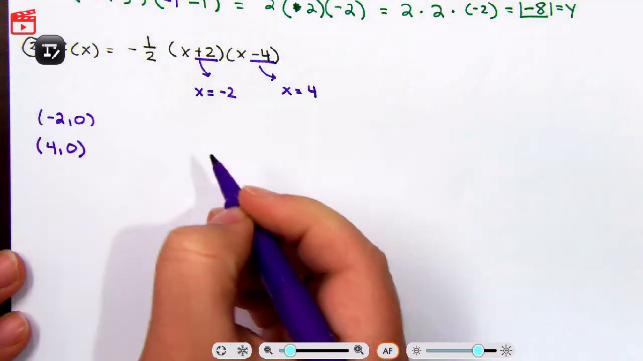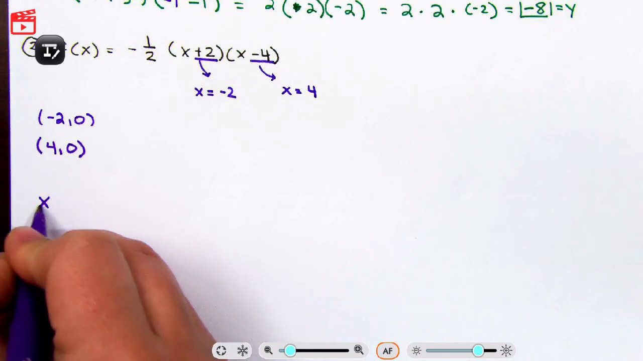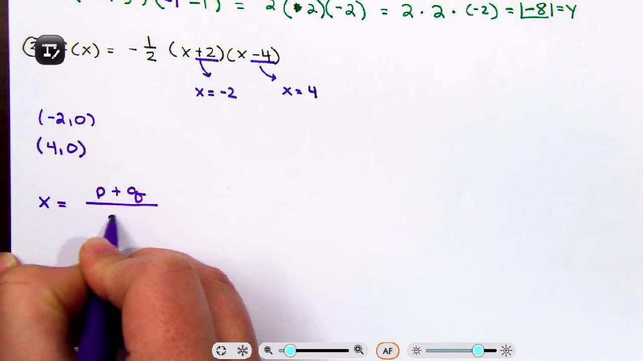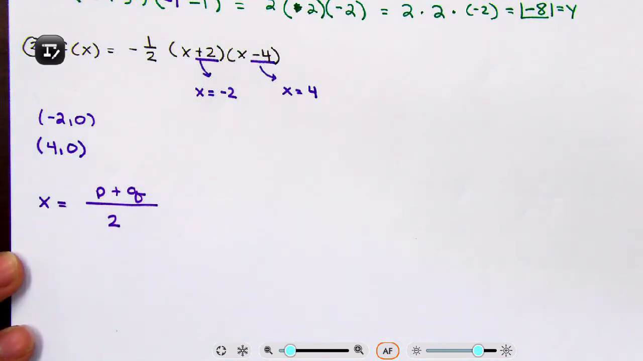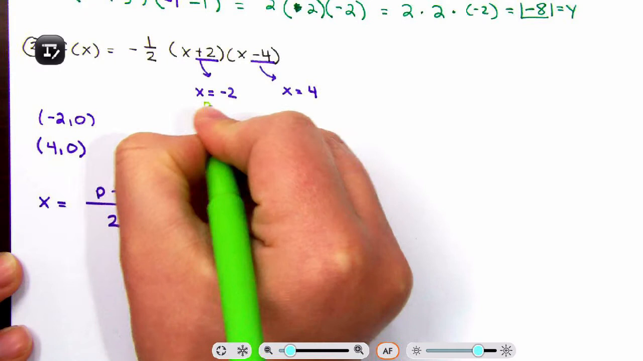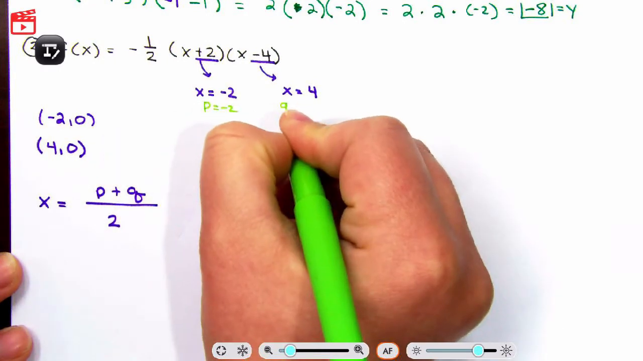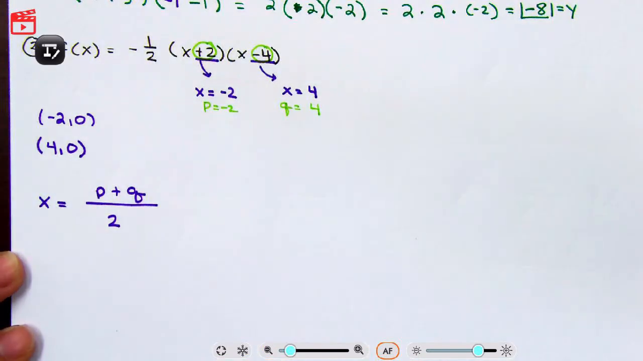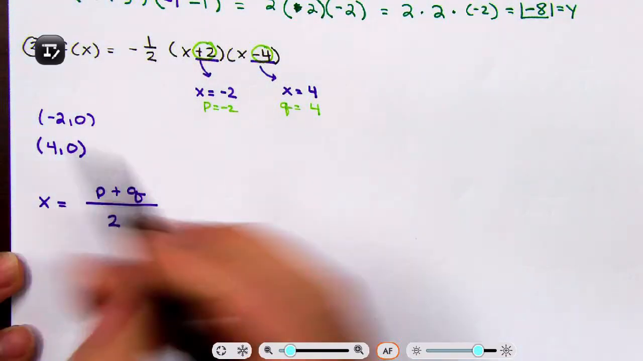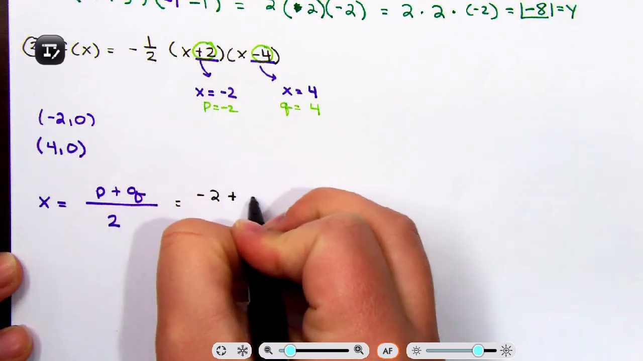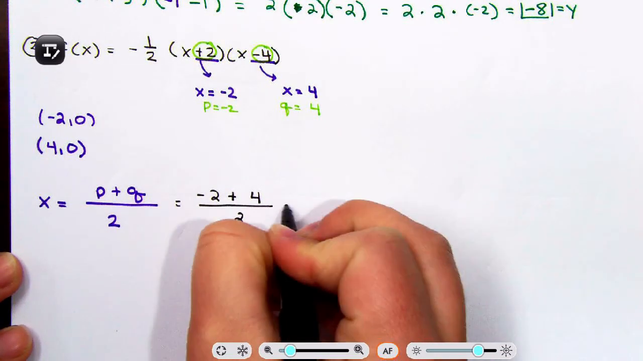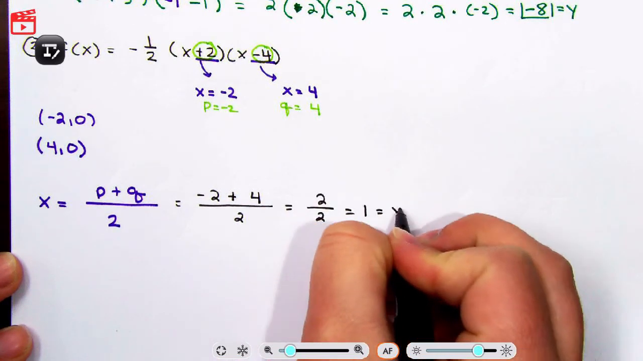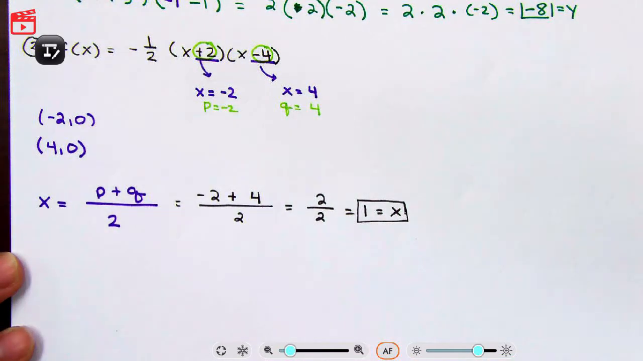I am going to find out what the axis of symmetry is. So x is equal to p plus q divided by 2. Again, p and q are both opposite of what you see. So p is -2, q is 4. Again, opposite of what we see inside of the equation. So that means I have -2 plus 4 divided by 2. -2 plus 4 is +2 divided by 2. That means 1. That means my axis of symmetry is at x equals 1.